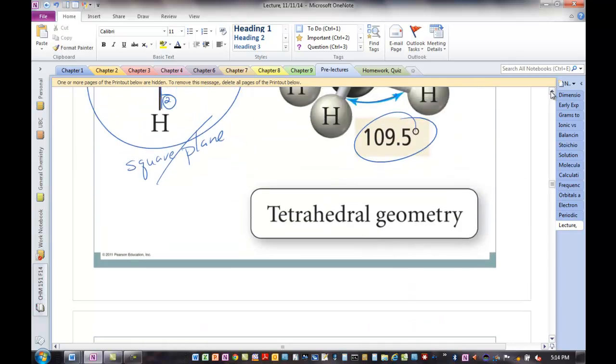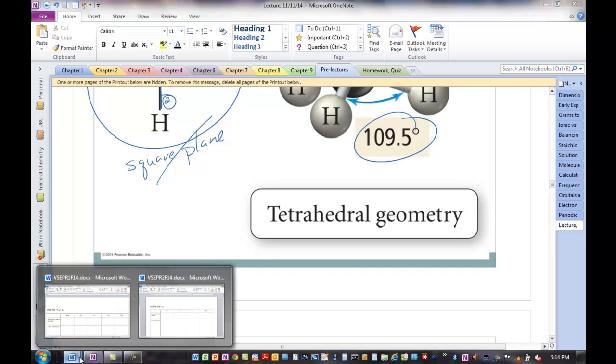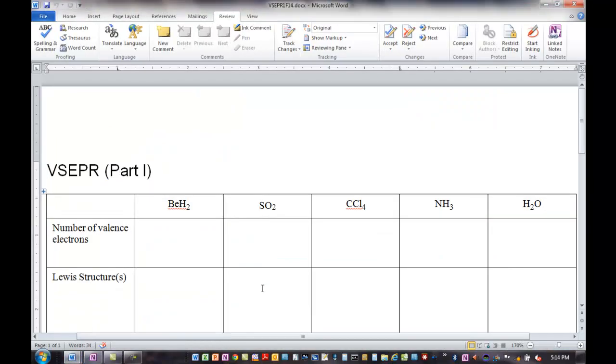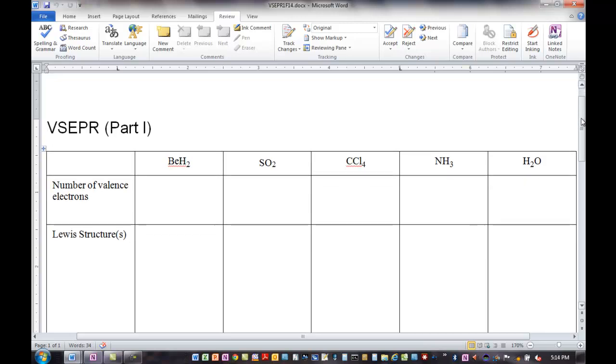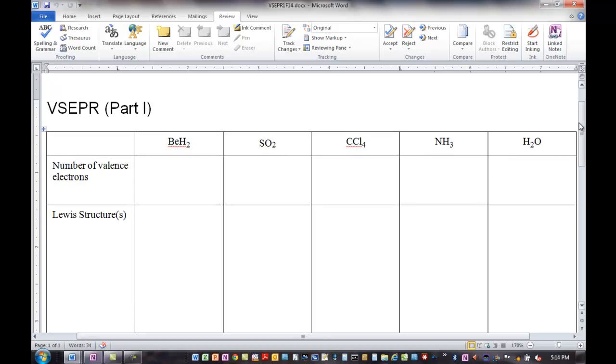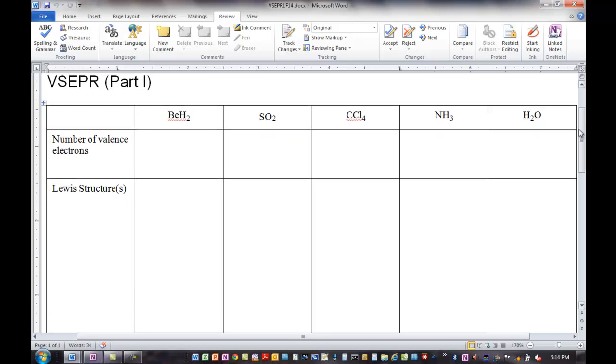So make sure you print out the handout right now that's in Sapling that says VSEPR handout. It'll be a PDF file. Print it out and follow along. Follow the bouncing pen or something like that. Let me see if I got the right one. Yeah, here's part 1. I'm going to do some of these very quickly because some of these were in the notes already, but to show you how this works.